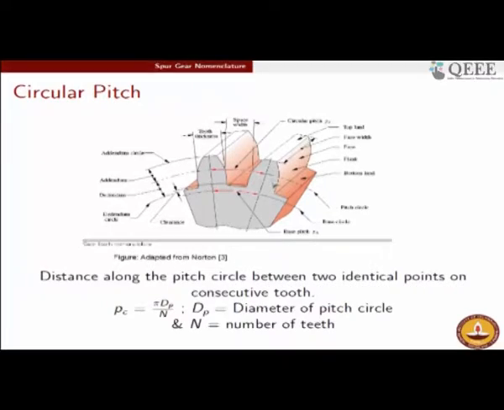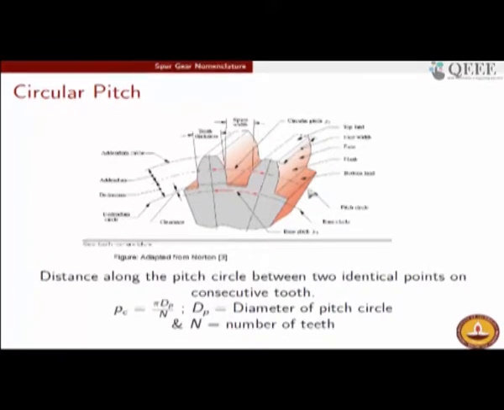Okay. So, carrying on with other terms and terminologies, the next term we encountered is that of a circular pitch. So, circular pitch is the distance along the pitch circle between two identical points. So, consider this point right at the center of this tooth, and for a successive tooth, if you take another identical point, then the distance between these two, measured not along the straight line but along the pitch circle again, is going to be the circular pitch. So, circular pitch is the distance along the pitch circle of two identical points on successive teeth, right.